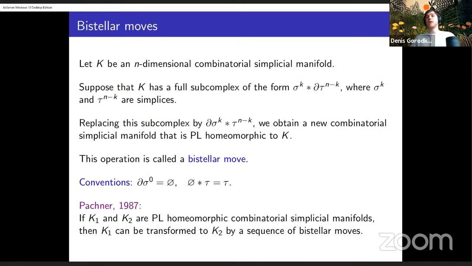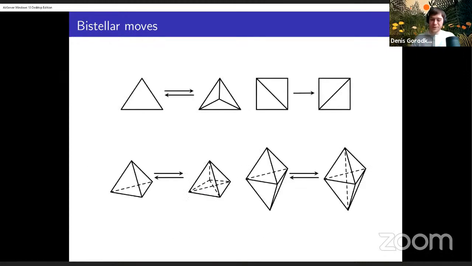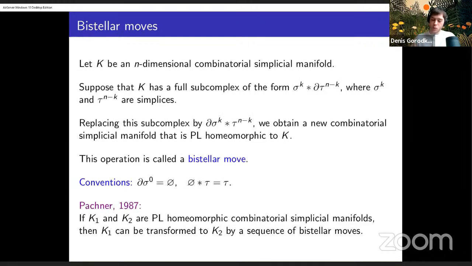One of the main ingredients of the proof and one of the main definitions of today's talk is bistellar moves. Let us have an arbitrary combinatorial manifold. And suppose that our combinatorial manifold has a full subcomplex, which is the join of a simplex and of a boundary of a simplex. Let me show first some pictures. So for example, one thing that I have to mention is that the convention is that the boundary of the point is the empty set, and that the join of the empty set and the simplex is the simplex itself.